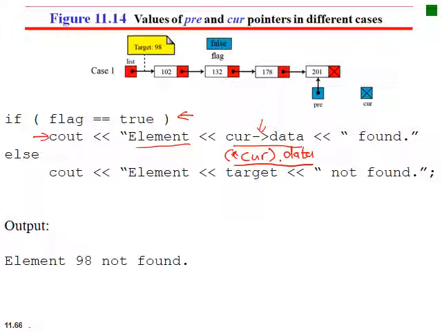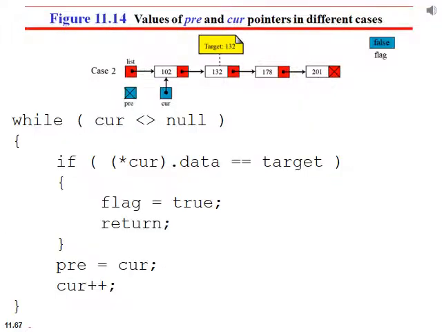All right, but now it's not the case. Flag is false, so the else part will execute. It will write cout element target. Now target is 98, so element 98 not found. Okay, so sorry, this is now the end of case 1. Now we go to case 2.